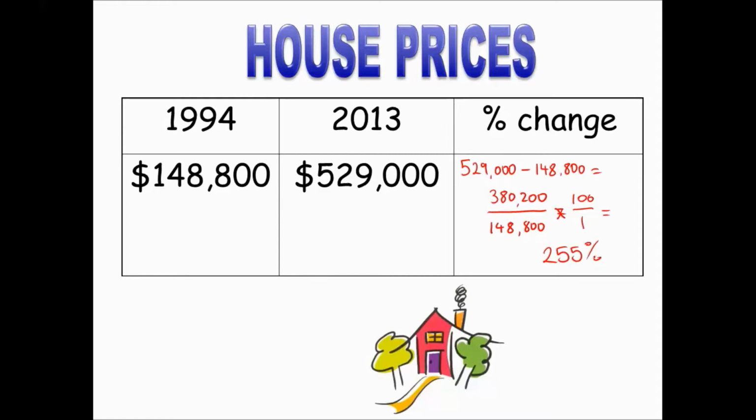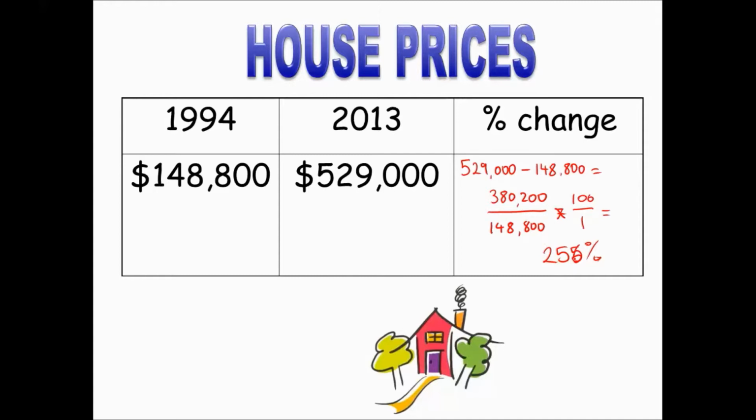So I got 255% when I did this. That's a massive increase, and obviously, sorry, 256%. Not going to forget rounding. 256% increase in the 20 years between 1994 and 2013. Now in that 20 years, that is a huge increase in the cost of housing. Now obviously that's not simply due to inflation.